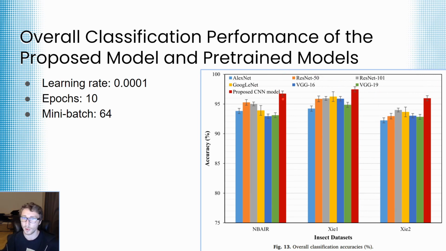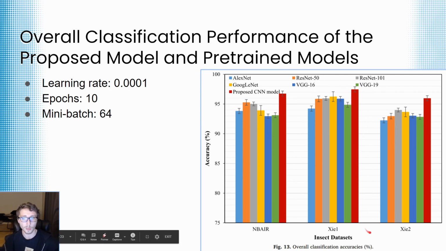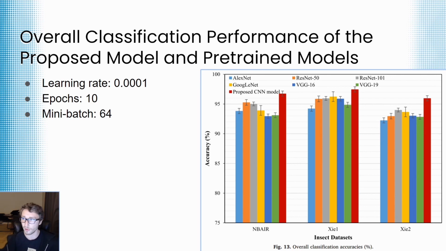with 96.75% for NB-AIR, 97.47% for XIE1, and 95.97% for XIE2. XIE1 performed the best because it has a much smaller number of insect classes, so there is much less information the models need to gain from the extracted features.